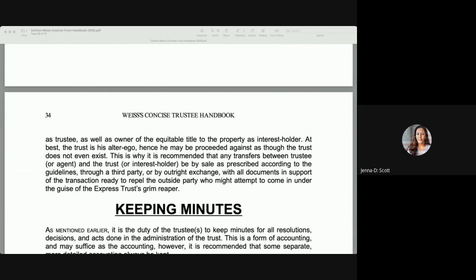This is why it is recommended that any transfers between trustee or agent and the trust or interest holder be by sale as prescribed according to the guidelines, though a third party, or by outright exchange, with all documents in support of the transaction ready to repel the outside party who might attempt to come in under the guise of the express trust's grim reaper.